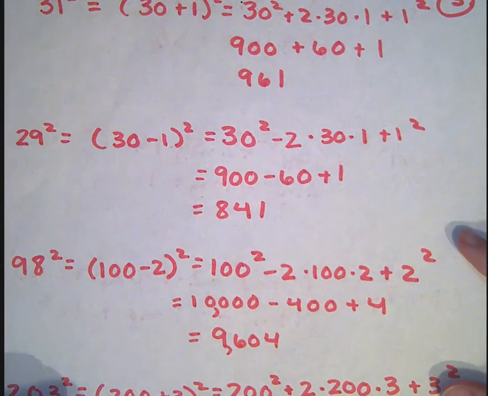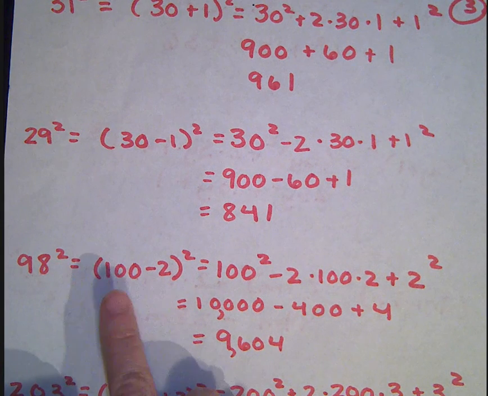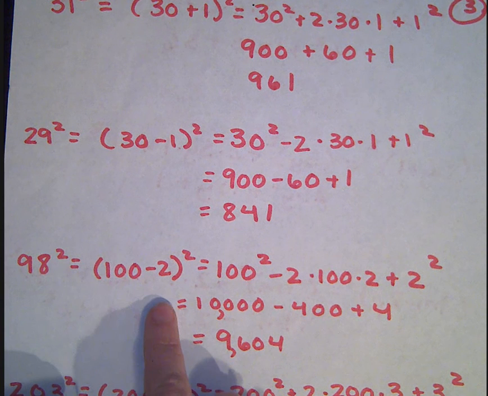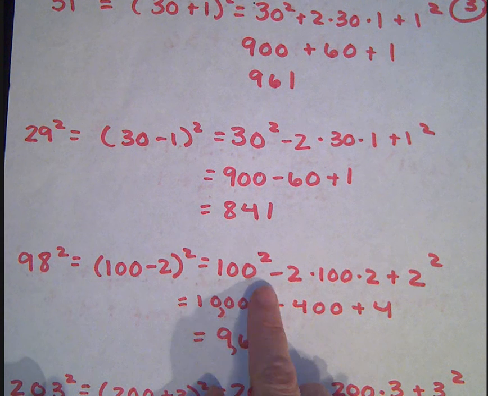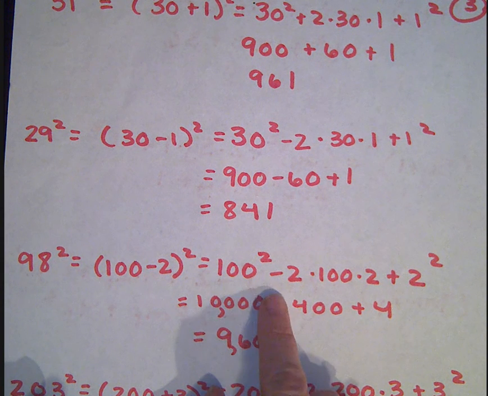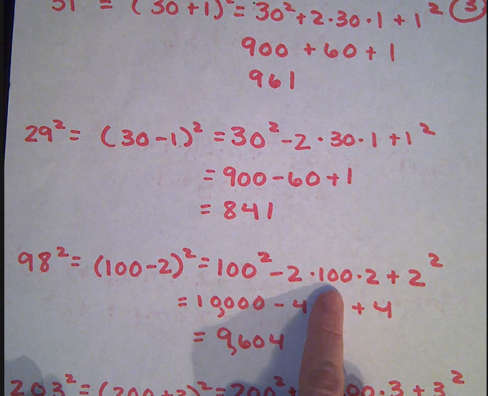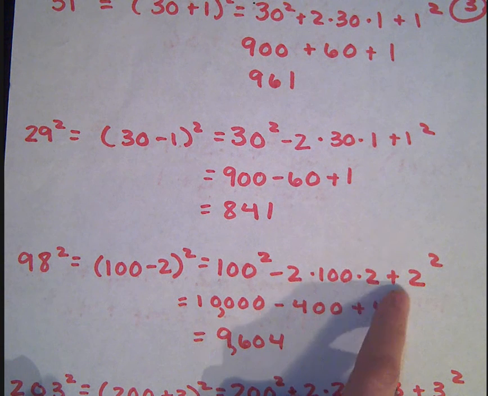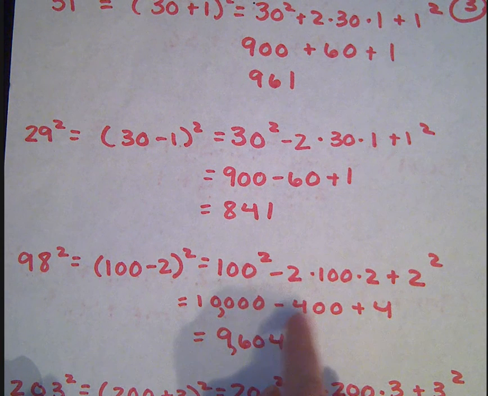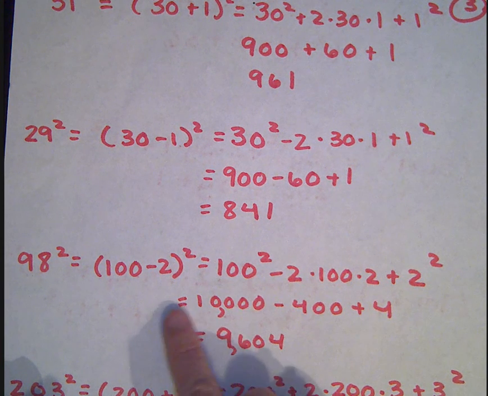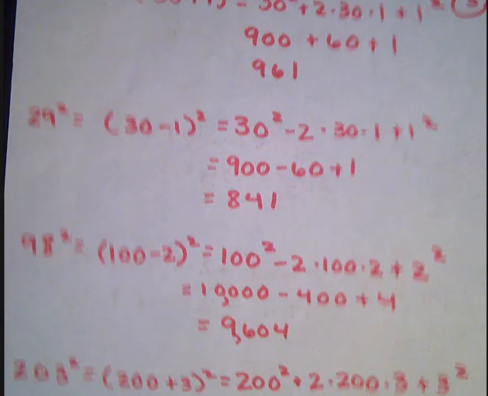98 squared, you should have broken down to 100 minus 2. You could have done 90 plus 8, but then you've got larger numbers to work with, so 100 minus 2 works better. So you'd have 100 squared minus 2 times 100 times 2, because that's minus 2. Your a is 100, your b is 2, plus 2 squared. So it's 10,000 minus 400 plus 4, 9,604. See, all these numbers are easy to work with when you add and subtract them. You don't need a calculator. You can just do those.